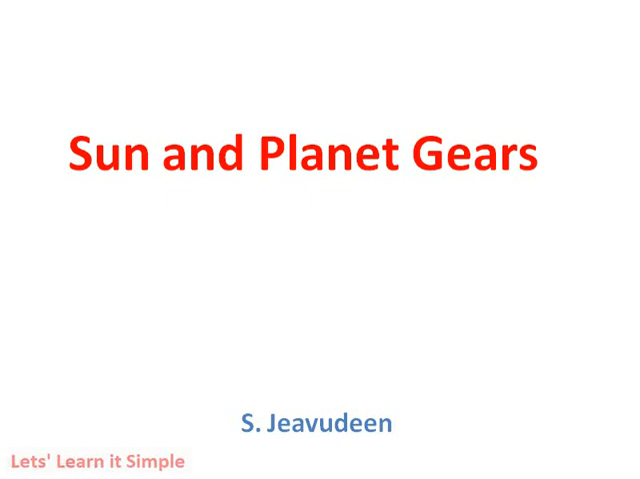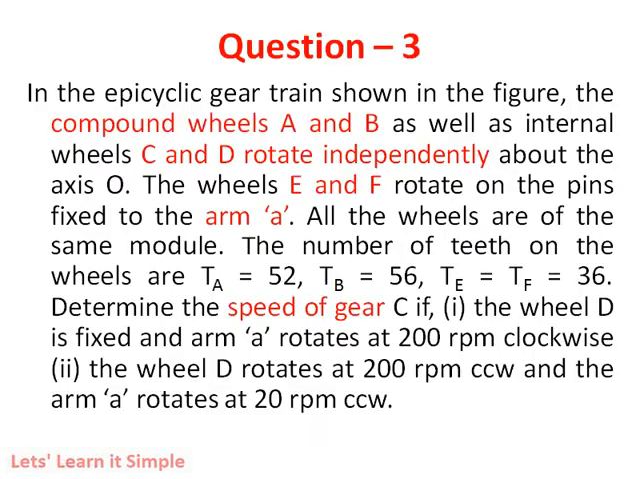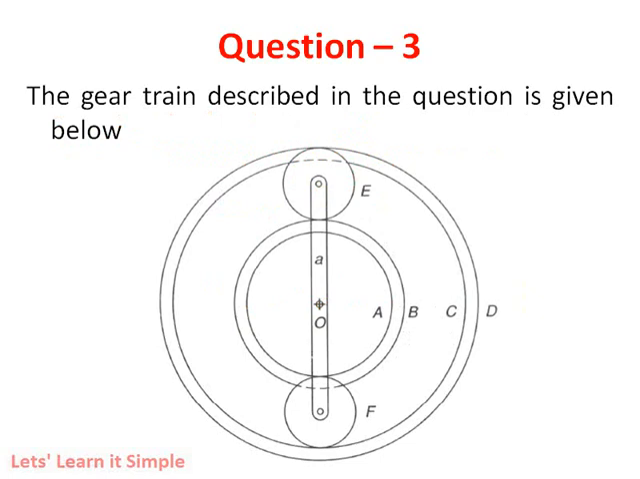And in this video, we are going to discuss sun and planet gears. So this is the description of the problem, and the pictorial arrangement of various gears is given here. In this picture, we can say the gears are A, B, C, D, E, F. So in total there are 6 gears along with a central arm A.